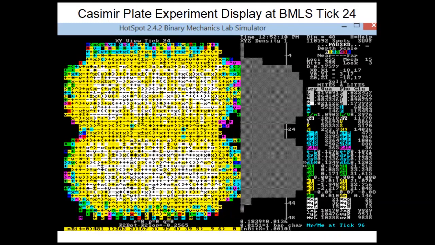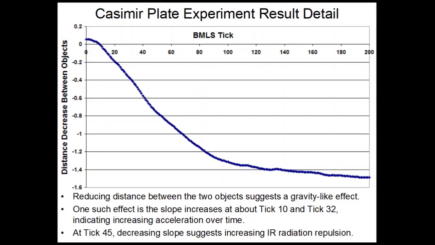Now let's move to the Casimir plate experiment display at Binary Mechanics Lab Simulator TIC 24. Here there were originally 2 plates, and after 24 ticks we see that there are a number of quanta emanating from these plates, and here's the distribution shown in a histogram. A result detail is reducing distance between the two objects suggests a gravity-like effect.